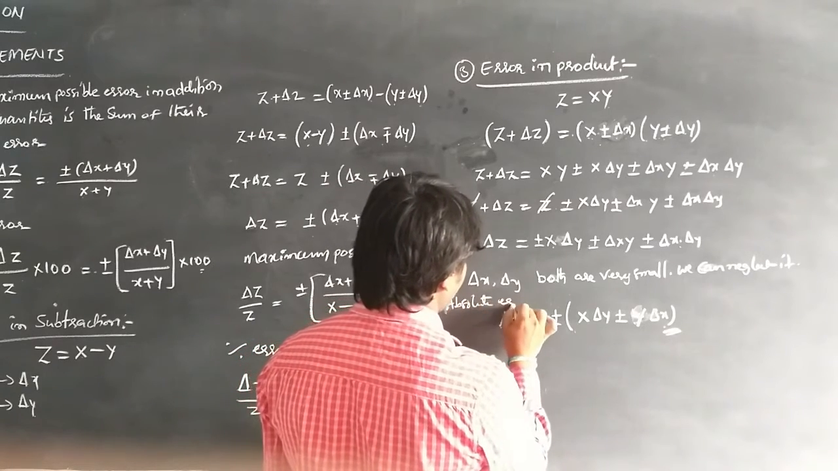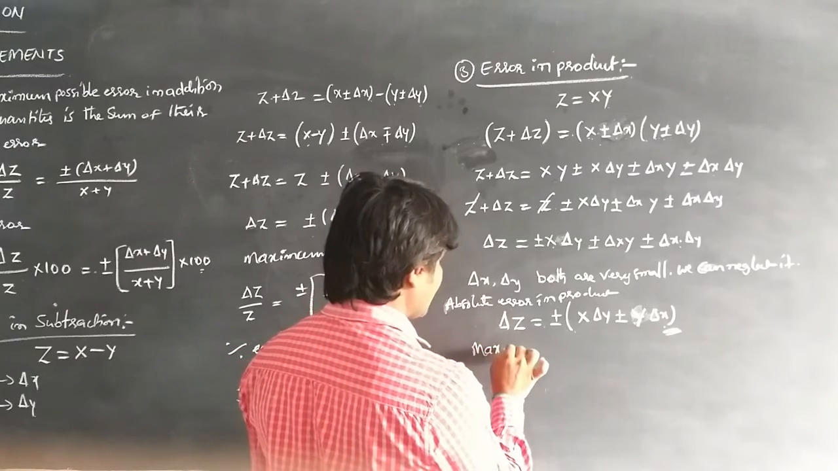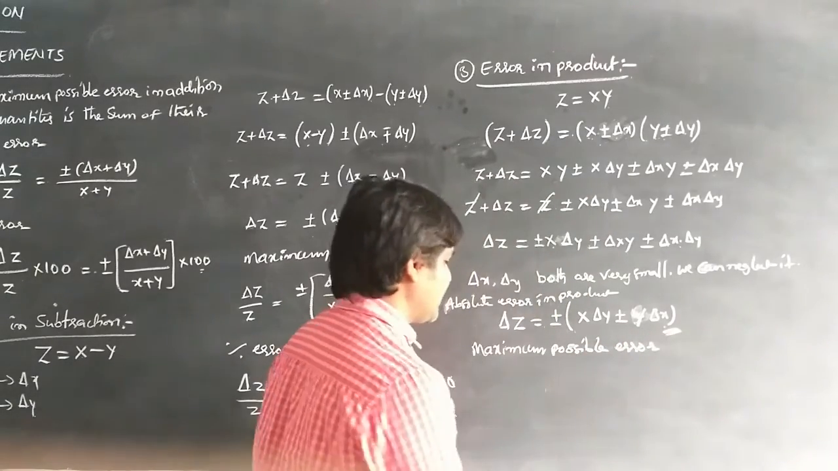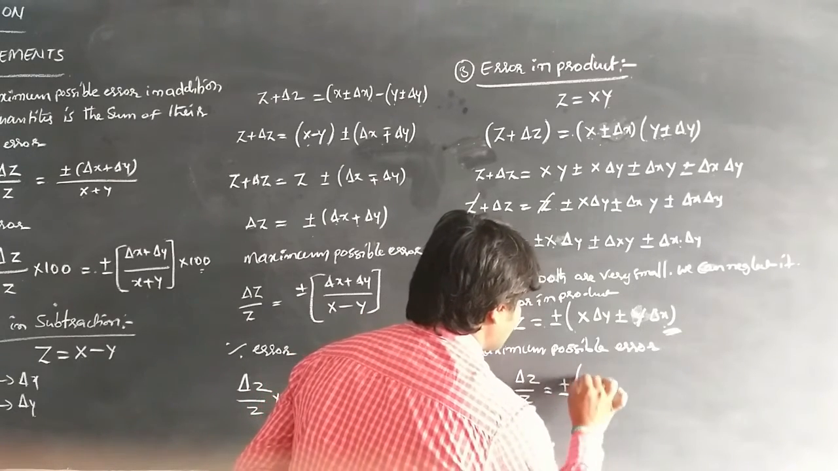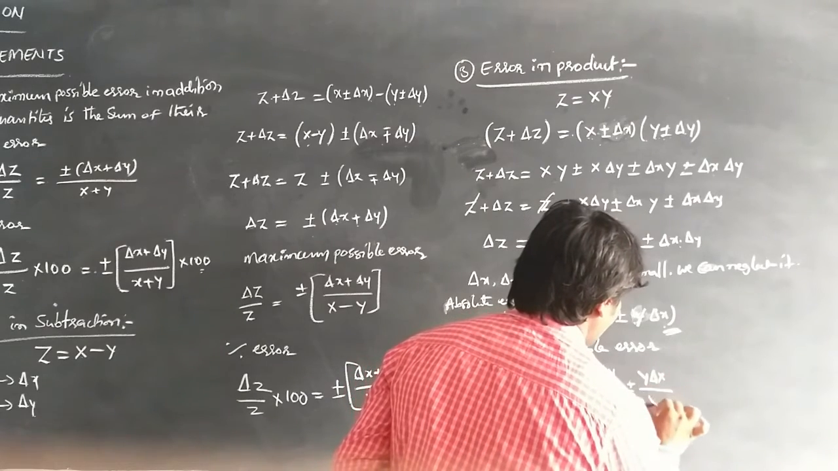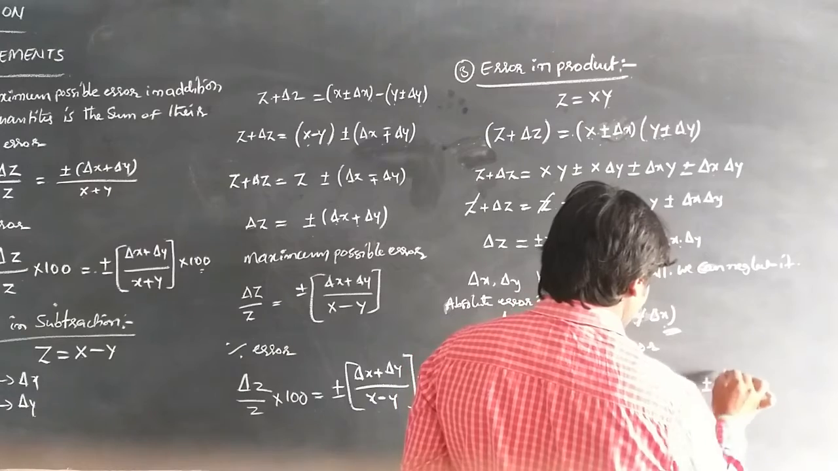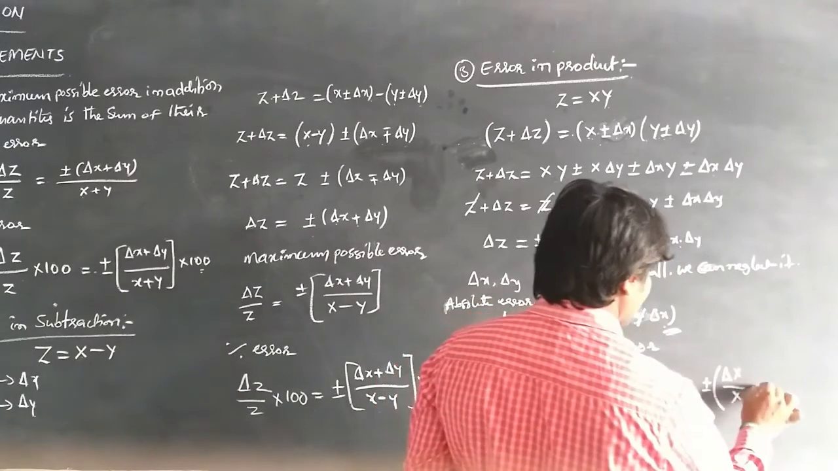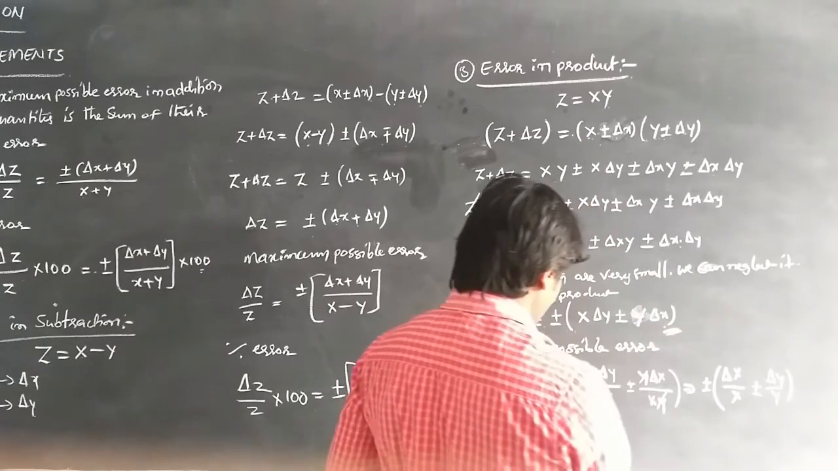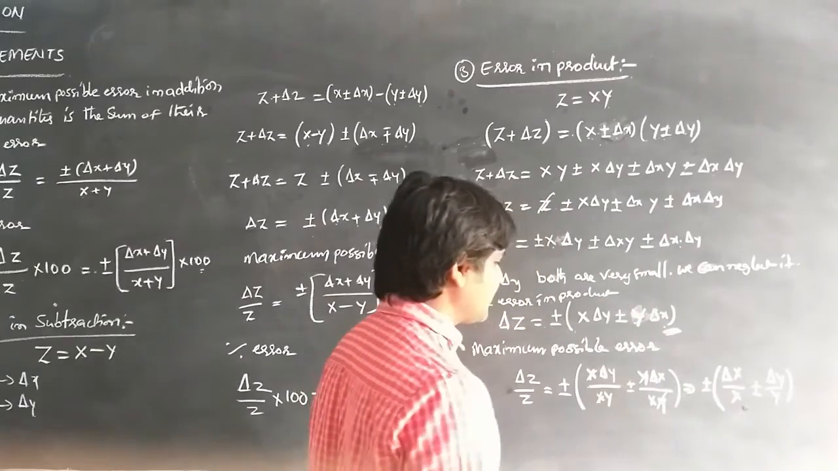Absolute error in a product. We know that the maximum possible error is delta z by z, which is equal to plus or minus x delta y by xy plus or minus y delta x by xy. By cancelling x and y, we get plus or minus of delta x by x plus or minus delta y by y. We can write that the maximum fractional error in a product is the sum of the fractional errors in the individual quantities.